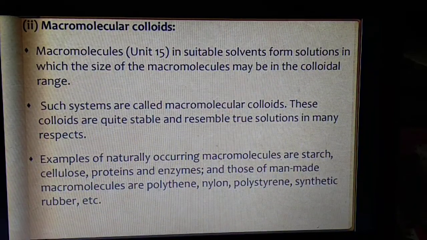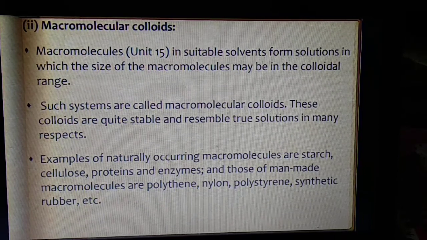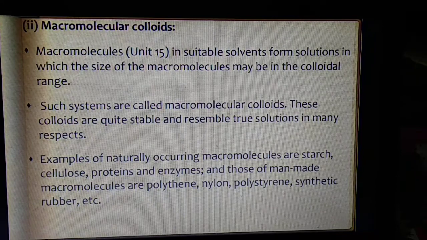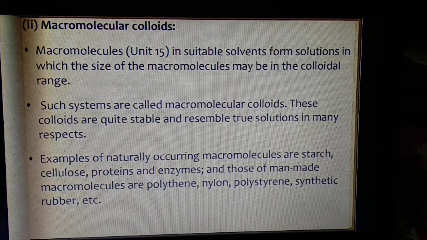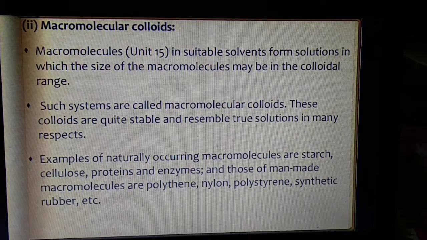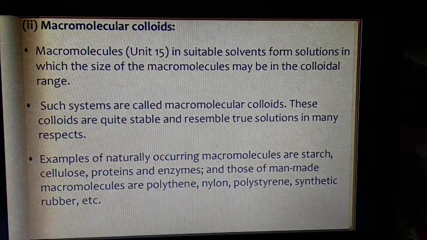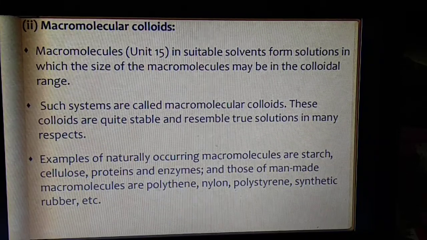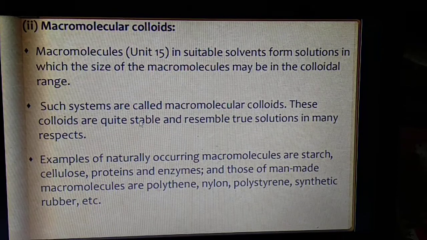Now students, you know macromolecular colloids. Macromolecules in suitable solvents form solutions in which the size of the macromolecules may be in the colloidal range. That is, the macromolecules, the dispersed phase, when dissolved in the dispersion medium, form macromolecular colloids. Such systems are called macromolecular colloids. These colloids are quite stable and resemble true solutions in many respects.